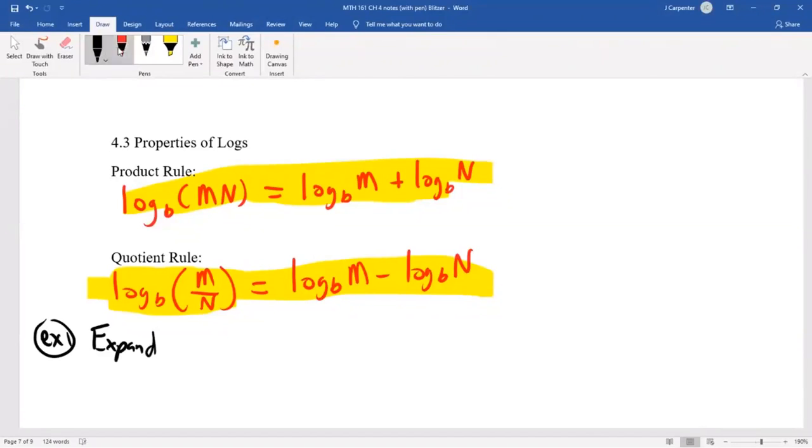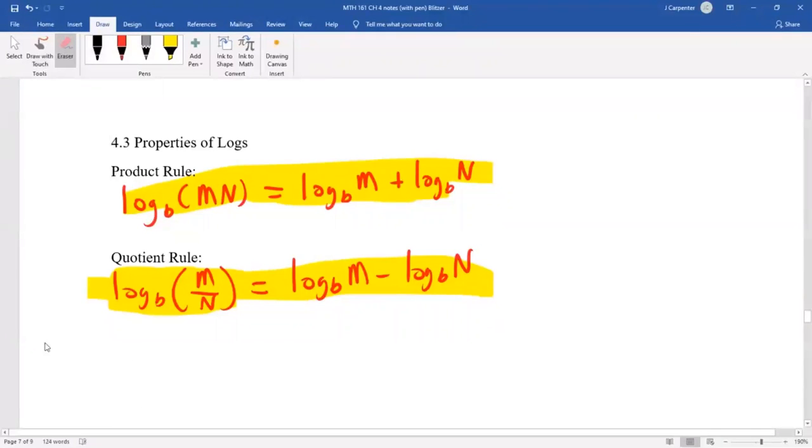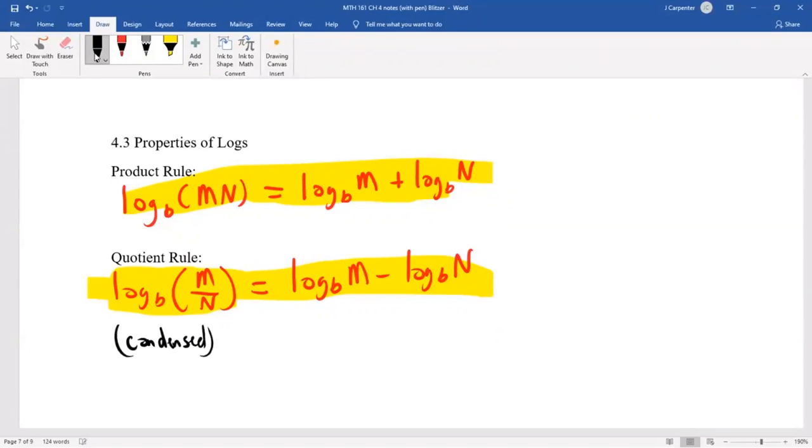So the left side of these is the condensed version. In fact, let me just give myself a little more space. So the left side is the condensed version. The right side is the expanded. Condensed means you don't have to take up nearly as much space. Expanded means you get the picture.